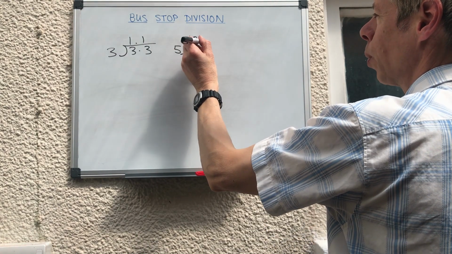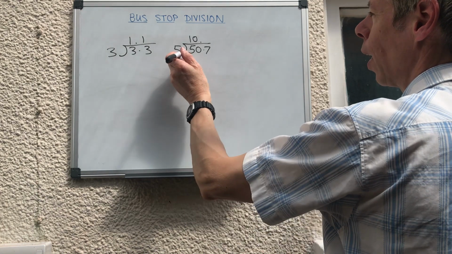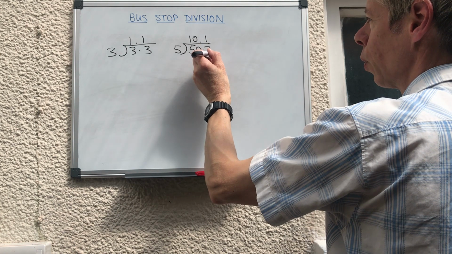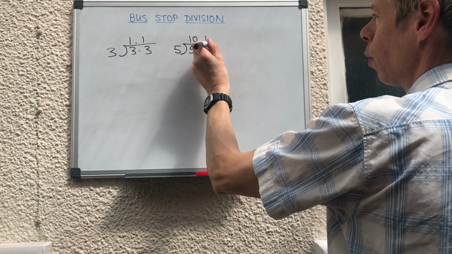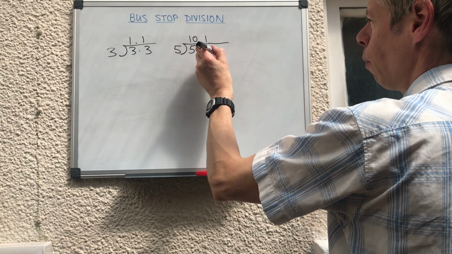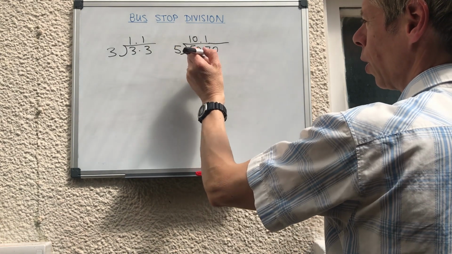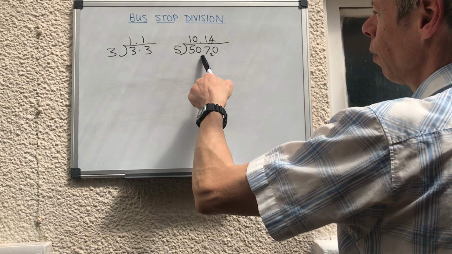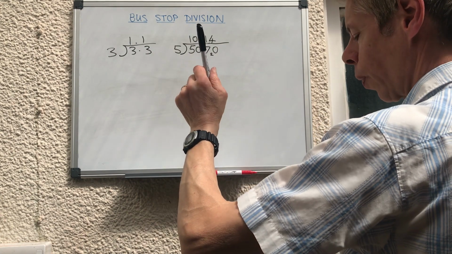Now we put in our decimal point. Right, how many 5s in 7? There's 1, but there's a remainder of 2. So what we do now, 50.7 is the same as 50.70, so we can quite happily put a 0 there. How many 5s in 20 would give us 4? So 50.7 divided by 5 is 10.14.